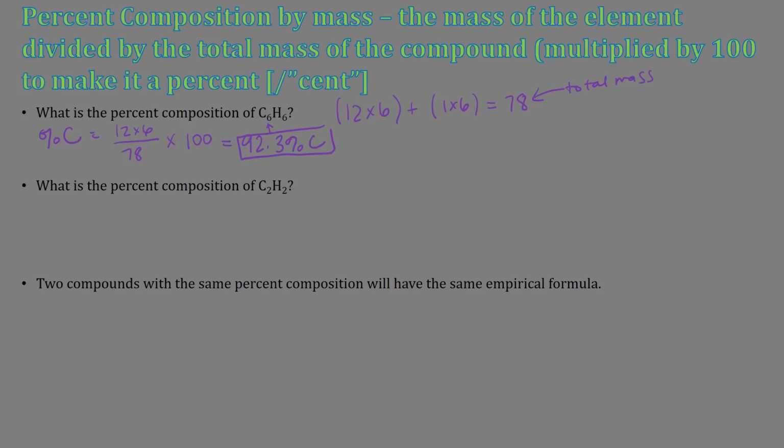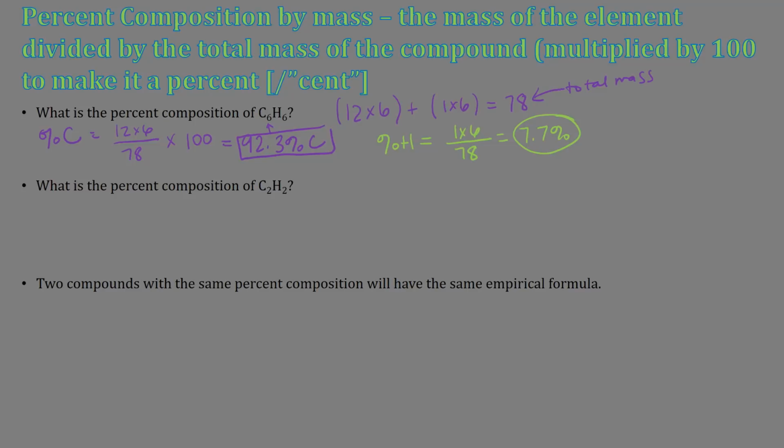Now if I do the same thing for hydrogen, I'm going to take 1 times 6 and divide it by 78. Right? And so that's going to be 7.7%, which makes sense because those are the only two things in the compound, so it should add up to 100%. All right, now if we look down at C2H2, what do you think is going to happen? How do you think it's going to be different? Is it going to be different? Remember, they both have the same empirical formula.